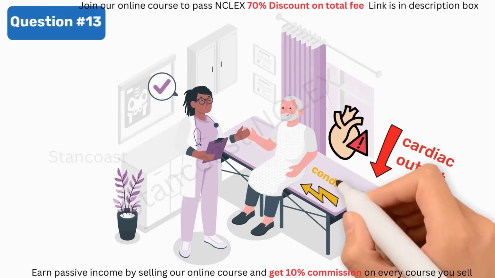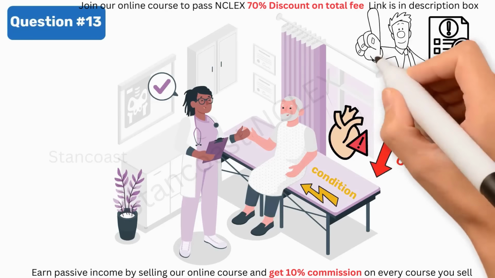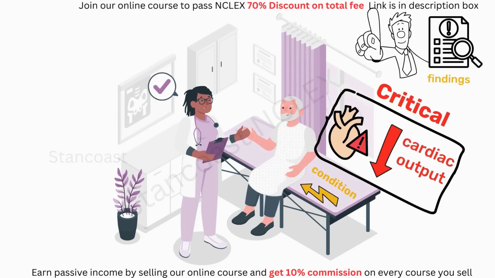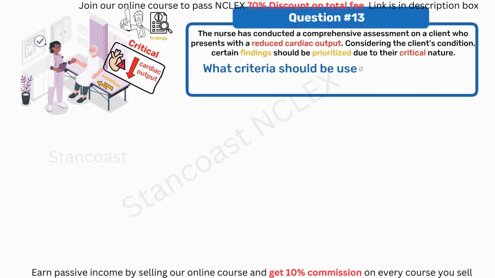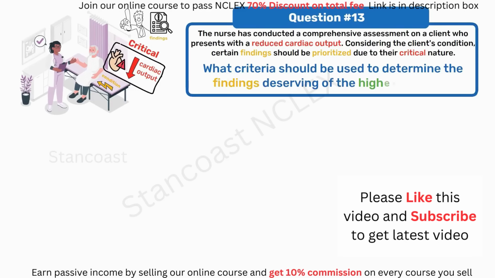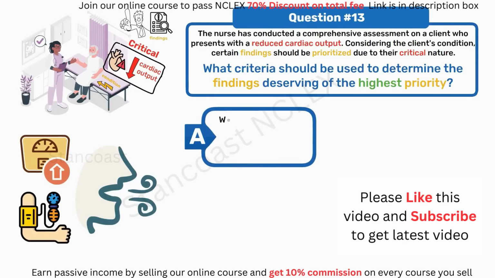Considering the client's condition, certain findings should be prioritized due to their critical nature. What criteria should be used to determine the findings deserving of the highest priority? A. Weight gain of 1,000 grams in 4 days, BP 120/85, and mild dyspnea with exercise.